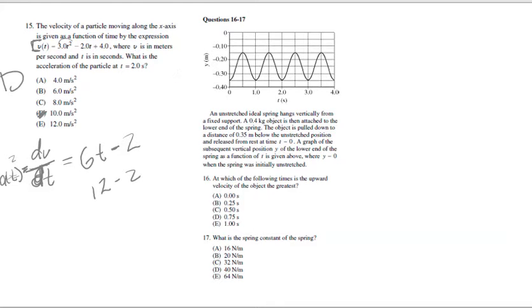Now, on this next one, thank you, Christian and Esmeralda, for helping me figure out where I was going so terribly wrong. Let's look at this.